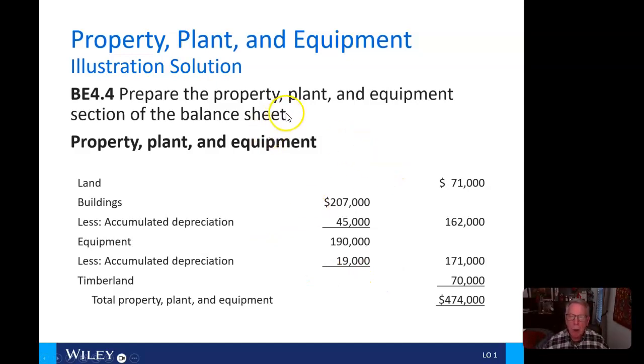We're going to prepare the property, plant, and equipment section of the balance sheet. And here's our land. Here's the buildings, accumulated depreciation on those buildings, our net book value for those buildings, equipment, accumulated depreciation on equipment, net book value, and then timberland. We add it all together, we get total property, plant, and equipment of $474,000.